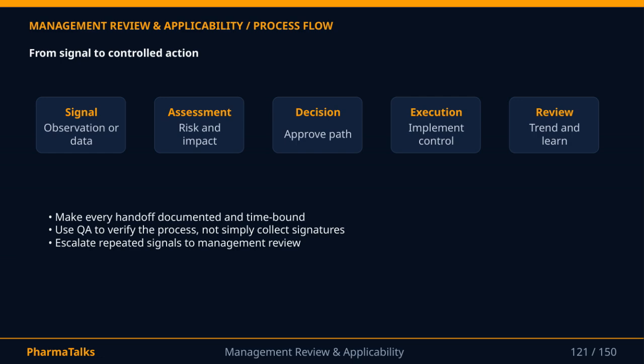After implementation, the process doesn't end there. We conduct a review to analyze trends and learn from the outcome. This continuous review helps improve future responses. It's important to make every handoff in this process both documented and time-bound to maintain clarity and accountability. Quality assurance should be used to verify the process itself, not just to collect signatures. Also, any repeated signals need to be escalated for management review to ensure that systemic issues are addressed promptly. This approach ensures a thorough, efficient, and responsive management review process.